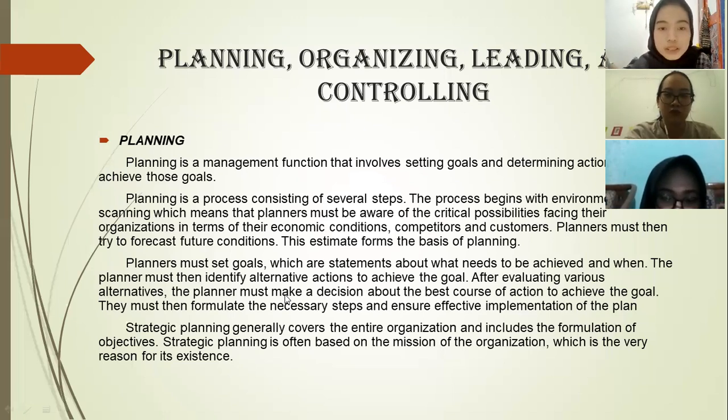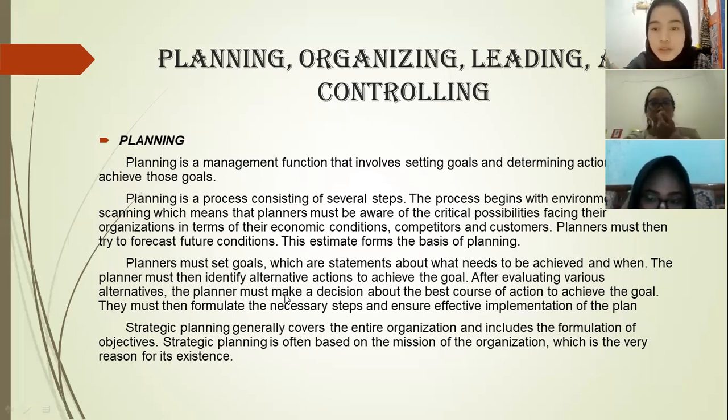Planners must set goals, which are statements about what needs to be achieved and when. The planners must then identify alternative action to achieve the goal. After evaluating various alternatives, the planner must make a decision about the best course of action to achieve the goal. They must then formulate the necessary steps and ensure effective implementation of the plan.